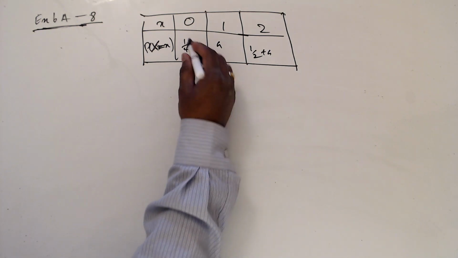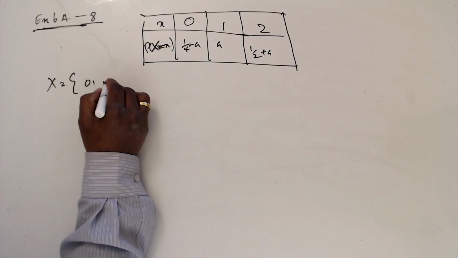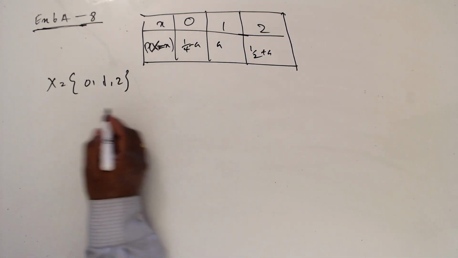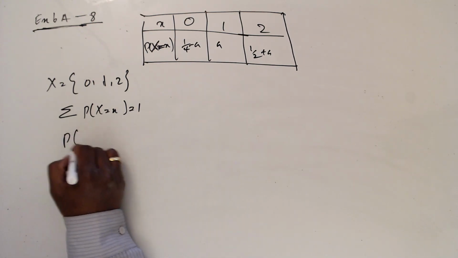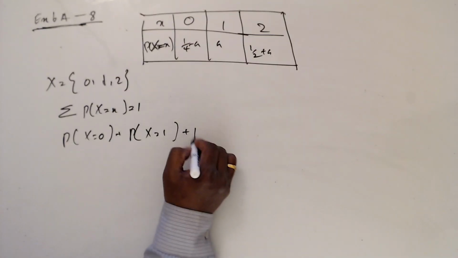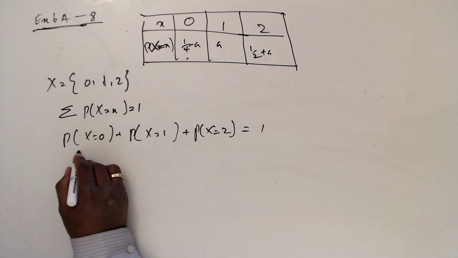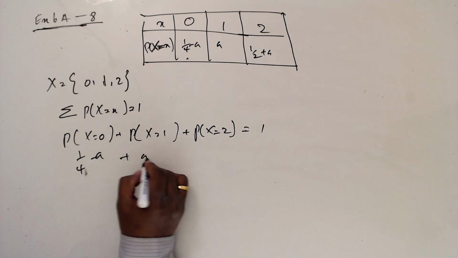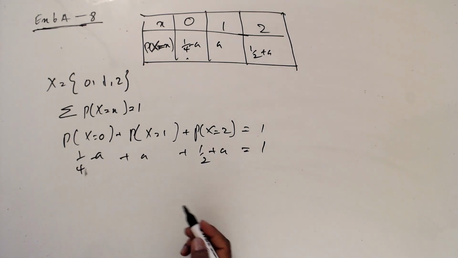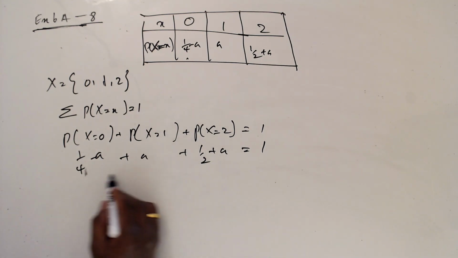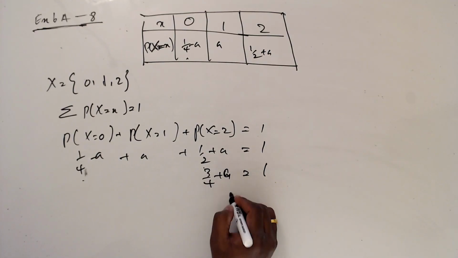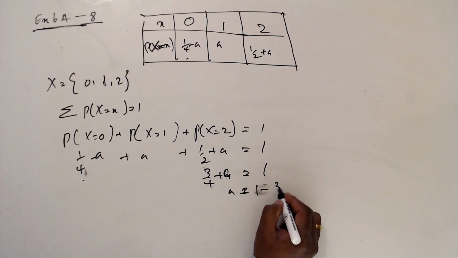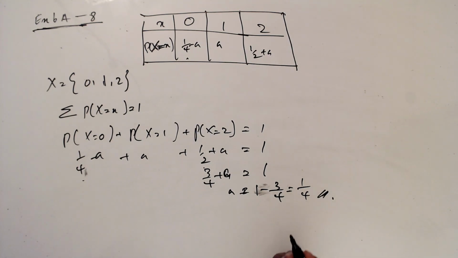Question number 8, this is the distribution. The sample space is 0, 1 and 2. We need to find A. We know that the sum of probabilities is 1: probability X equal 0 plus probability X equal 1 plus probability X equal 2 is equal to 1. That is 1 over 4 minus A, plus A plus half plus A, equals 1. When you add, minus A plus A cancel out, so 1 out of 4 plus 2 out of 4 is 3 out of 4, plus A is 1, so A is 1 minus 3 out of 4, that is 1 out of 4. So the A value is 1 out of 4, and that's all. We don't need to write the distribution.